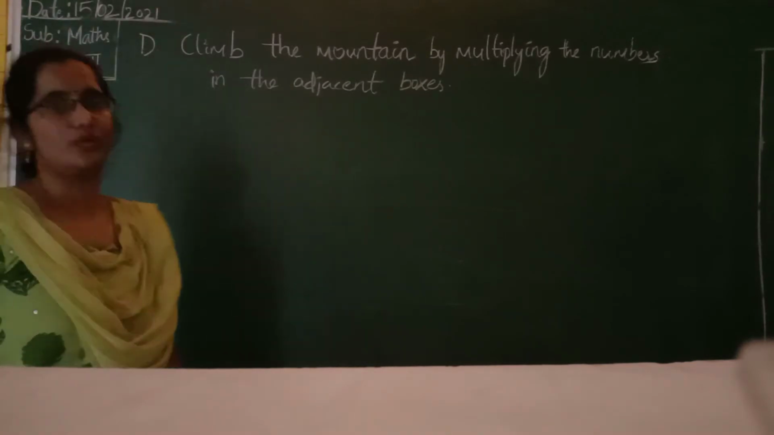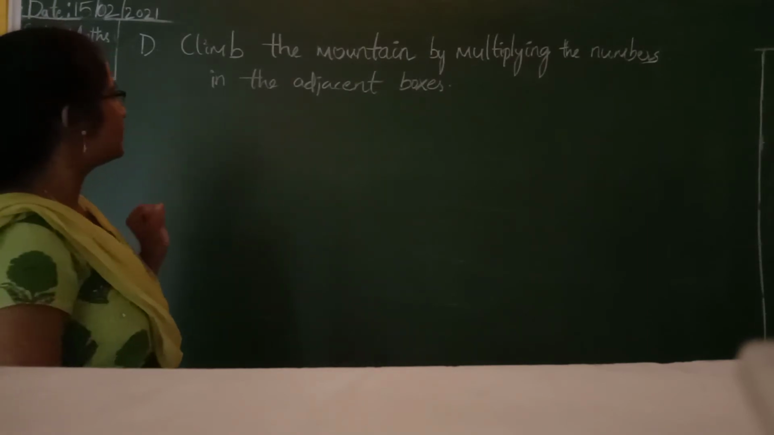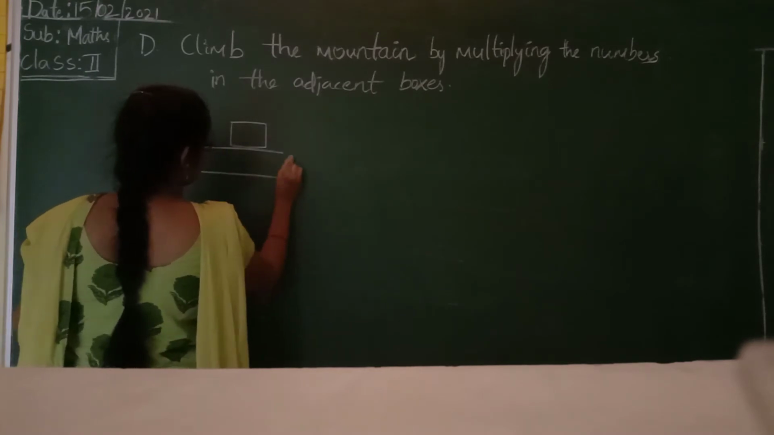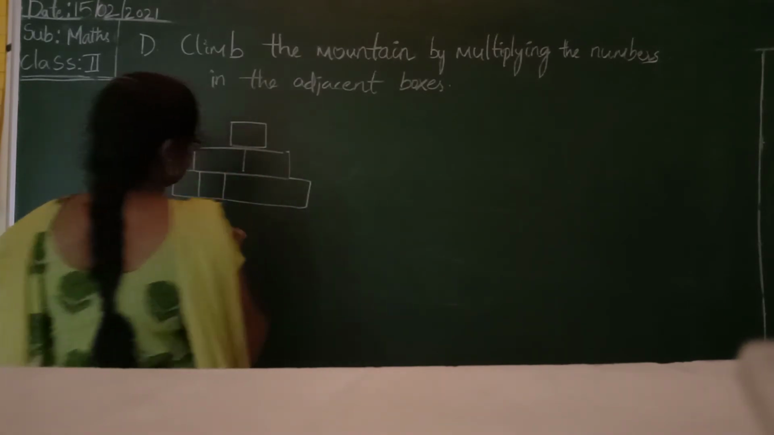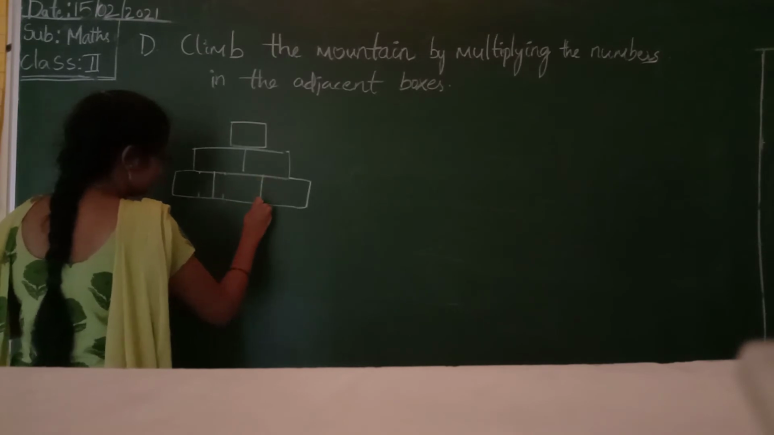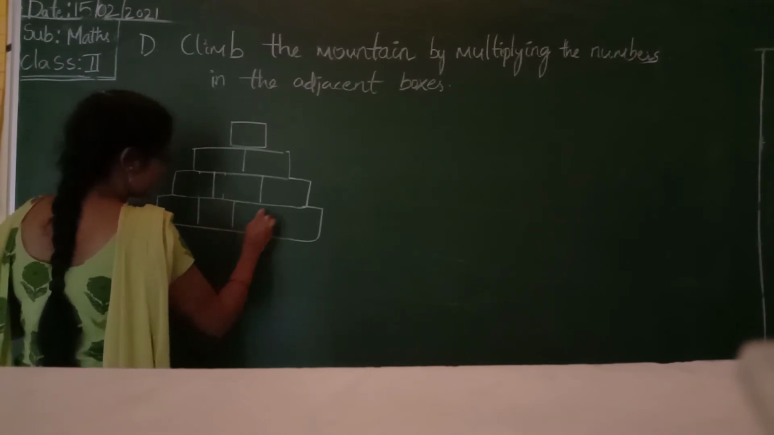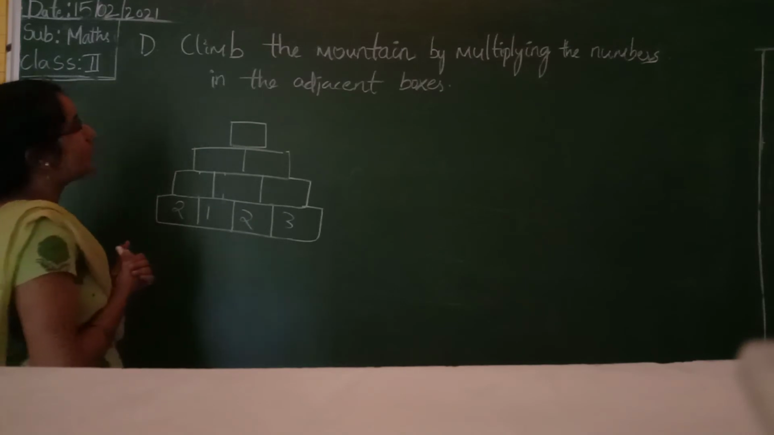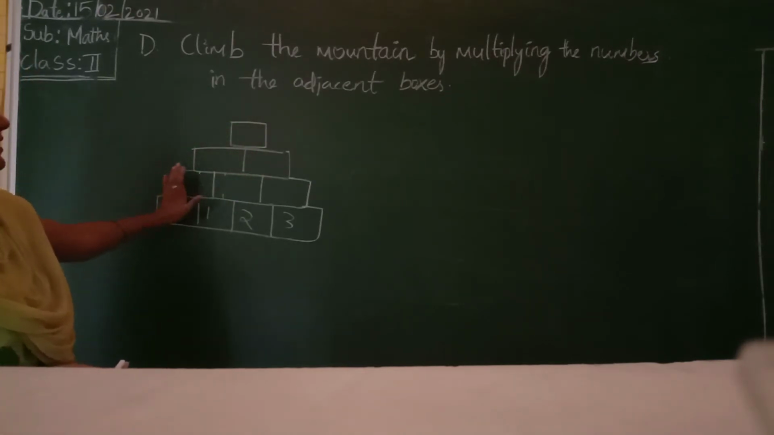Next, D bit: climb the mountain by multiplying the numbers in the adjacent boxes. What they have said is, climb the mountain by multiplying the numbers in the adjacent boxes.